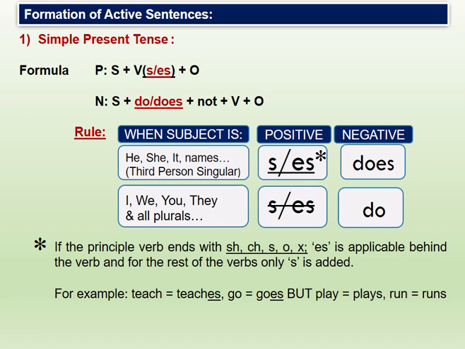Go also ends with O, so we will put ES behind it. But play and run don't end with SH, CH, S, O, X, and that's why I put only S behind them. So play, plays, run, runs, whereas teach, teaches, go, goes. So the pronunciation also differs, right?